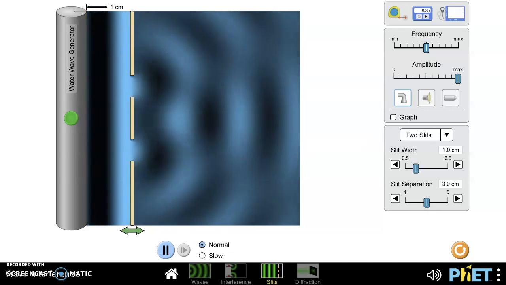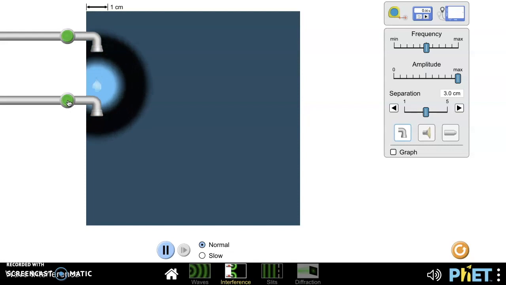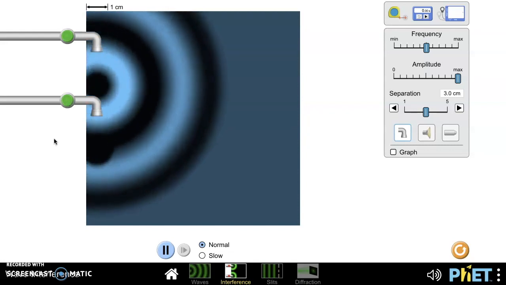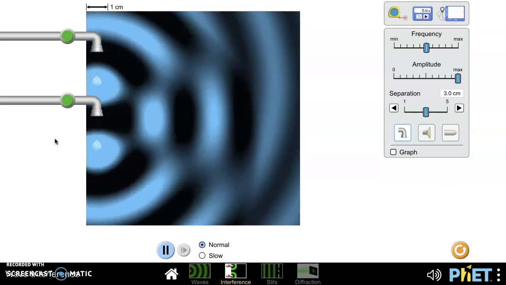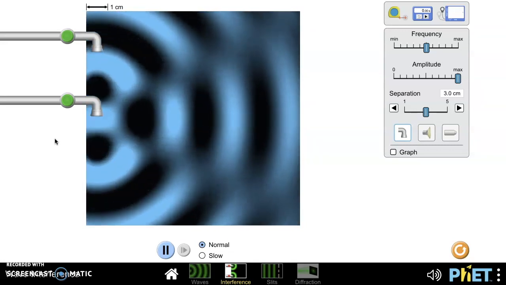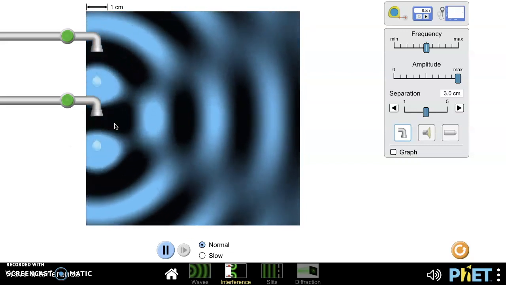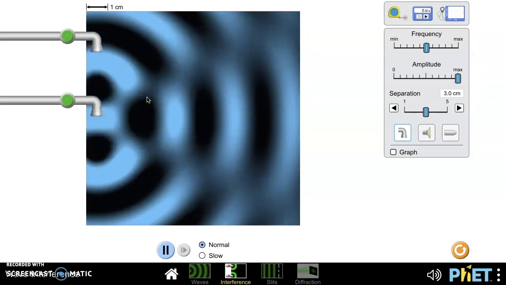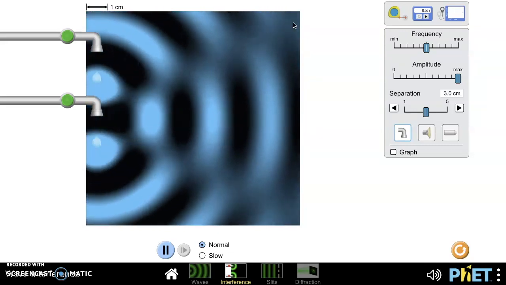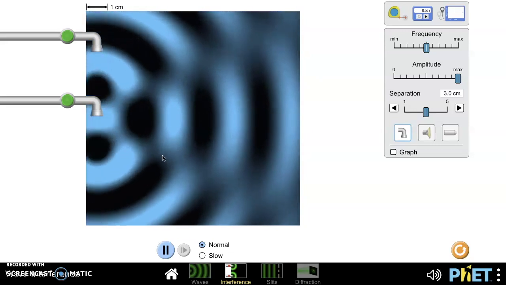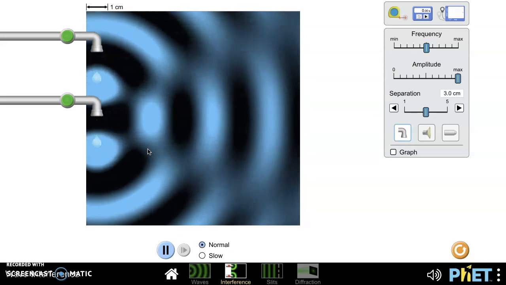Let's look at this another way. We're going to have 2 faucets dripping into this pond, I don't know what this is, into this pool of water. Okay, now I want you to notice the pattern that's created here. It may take a moment for you to see what you're supposed to see. So let's first of all check out some lines. You see this fuzzy line here? And this fuzzy line here? Those are called nodal lines.